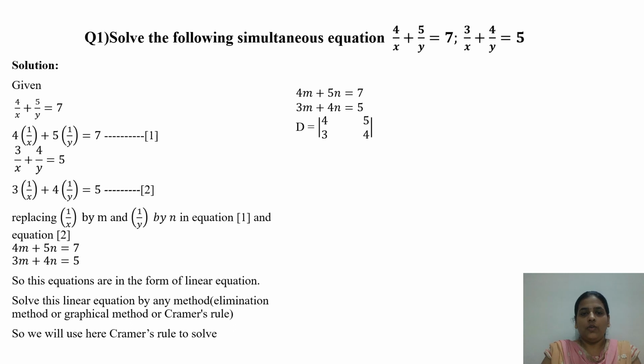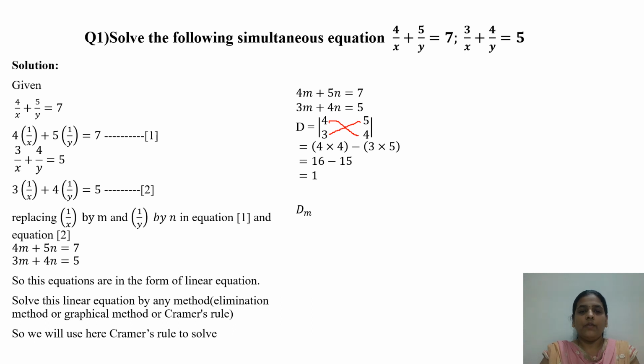So how to calculate the determinant D here? Just cross multiply this. That is 4 into 4 minus 3 into 5. Correct? 4 into 4 is what? That is 16, minus 3 into 5, that is 15. 16 minus 15, what is the answer here? 1. So what is the value of D? That is 1.